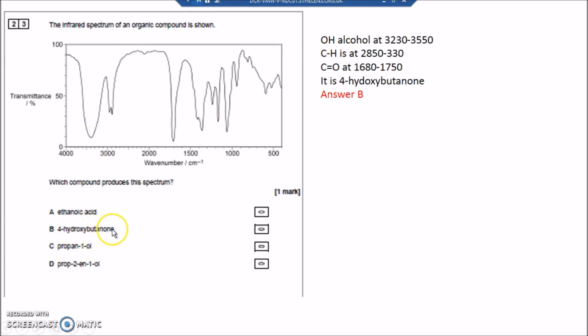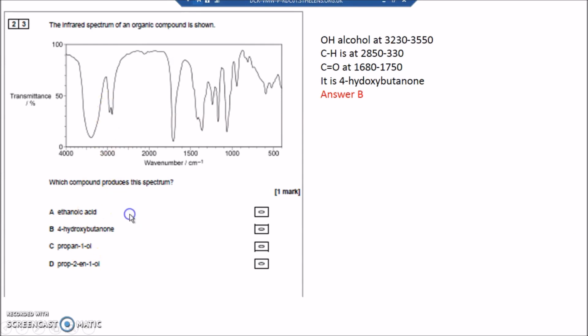Now what's the difference? I've got an one here. I've got a carbon to oxygen double bond. Now carbon to oxygen double bond gives a trough at 1680 to 1750, and there it is. So I've got a C double bond O. So the answer is B. I've got a hydroxy and an OH group along with a carbon to oxygen double bond. The answer is B. I could also identify that the ene, the carbon to carbon double bond, wasn't there as well. This little peak here at around about 2850 to 3330 is a carbon to hydrogen, which is going to be in them all anyway.